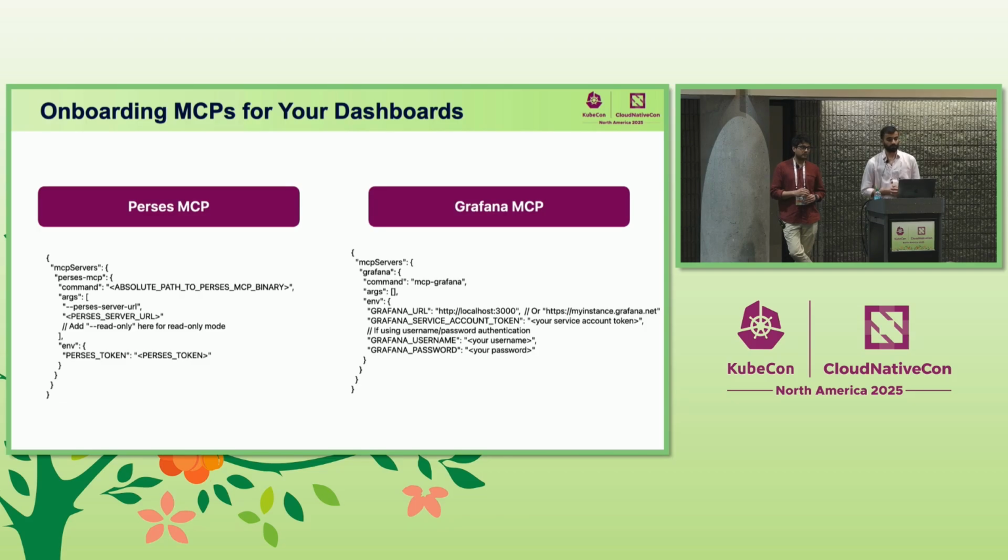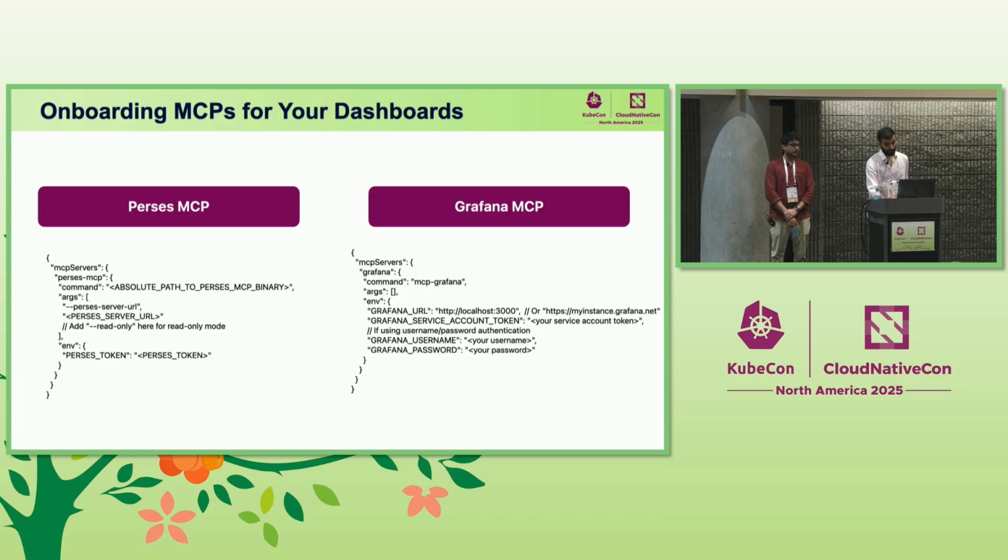Now, let's look at how to set up MCP servers with your MCP clients. On the screen, you can see configurations for both Perses and Grafana. So these configurations are client agnostic, meaning you can use them with any MCP-enabled tool. For Perses, you will specify the command, which points to your MCP server binary, along with the URL of your Perses instance and authentication token. The Grafana setup is similar. You provide the Grafana instance URL and the service account token.